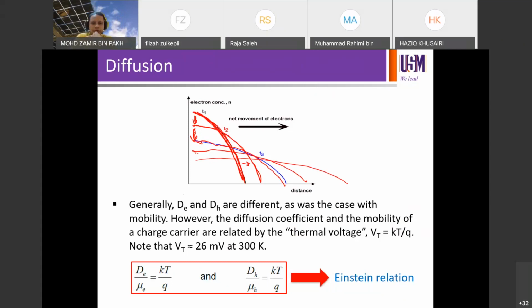So DE and DH are different, as was the case with mobility. Diffusion coefficient and mobility are related by thermal voltage. We've discussed this before, kT over Q, thermal voltage for the thermal excitation. Thermal voltage is equal to 26 millivolt at 300 Kelvin. D and mu are related to the thermal voltage by this equation. We call it the Einstein relation. D over mu equals kT over Q. So for electron, DE over mu E equals kT over Q, and also applicable to the hole, DH over mu H also equals kT over Q. This is called the Einstein relation.